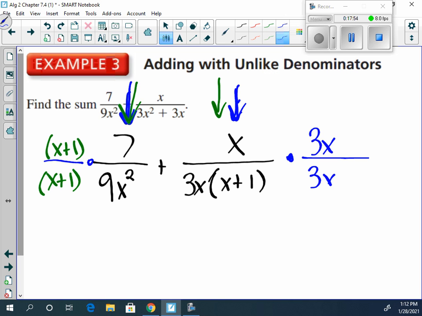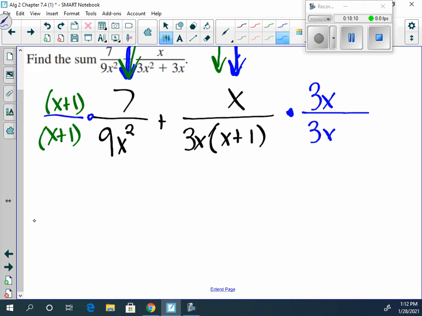Really, what are we multiplying both of these fractions by? What's x plus 1 divided by x plus 1? 1. We're just multiplying both of these fractions by a fancy version of 1, yes? That's why we can do this. Okay, any questions on this here so far?